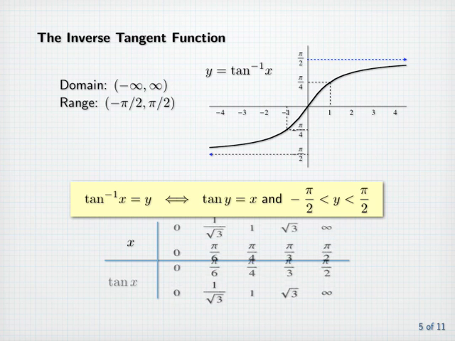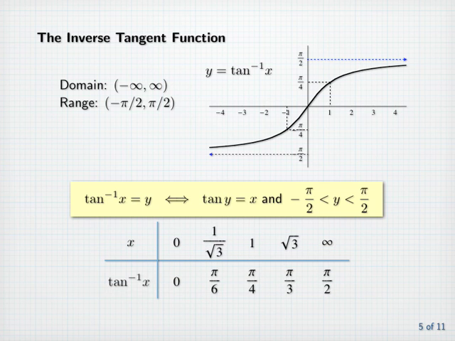If we reverse these pairs, we have a table of values of inverse tangent. So inverse tangent of 0 is 0, inverse tangent of 1 over root 3 is pi over 6, and so on. Also, inverse tangent is an odd function, just as tangent is. Inverse tangent of minus x equals minus inverse tangent of x. So from the table there, we have inverse tangent of minus 1 over the square root of 3 equals minus pi over 6, and so on.